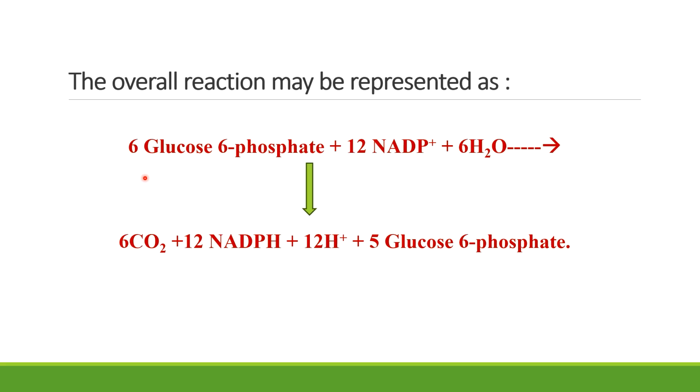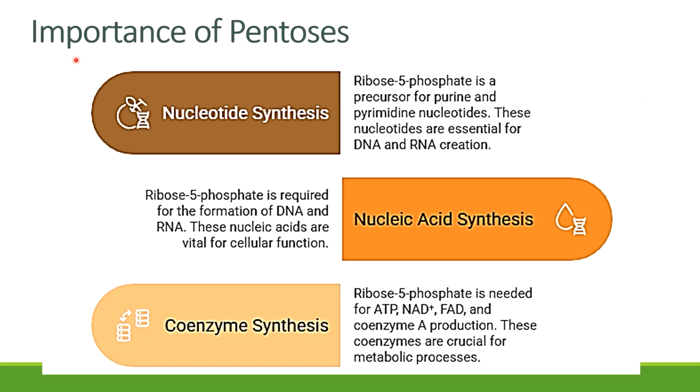So when you take glucose 6-phosphate in the presence of 12 NADP+, it is converted to 6 molecules of carbon dioxide. That means each carbon gets eliminated and finally you get 12 NADPH molecules. So this pathway is considered to be very important for the synthesis of pentoses. Pentoses, particularly ribose 5-phosphate, is a very important 5-carbon sugar which is produced in the non-oxidative phase of HMP shunt. These sugars play a very important role in nucleotide and nucleic acid synthesis. So ribose 5-phosphate, we know that it is the precursor for purines and pyrimidines. That means it's also important for the synthesis of DNA, RNA, ATP, NAD+, FAD, coenzymes, etc.